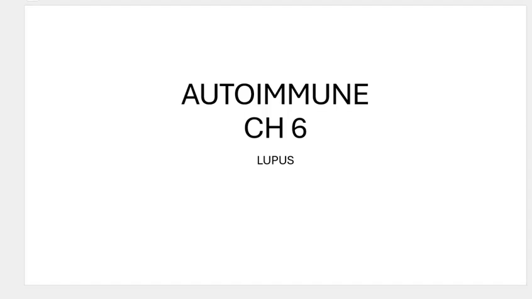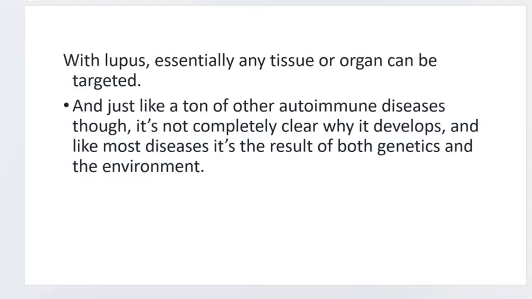All right, everybody, now let's do lupus. Chapter 6, autoimmune. Lupus is systemic lupus erythematosus. Essentially, any tissue or organ can be targeted. Like all the other autoimmune diseases, it's not completely clear why it develops. We know it's a result of both genetics and the environment.